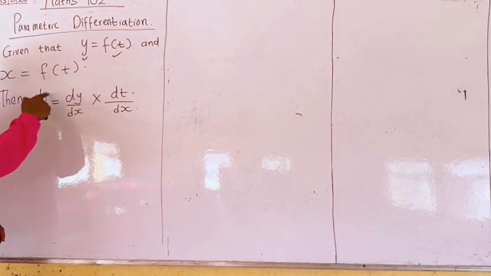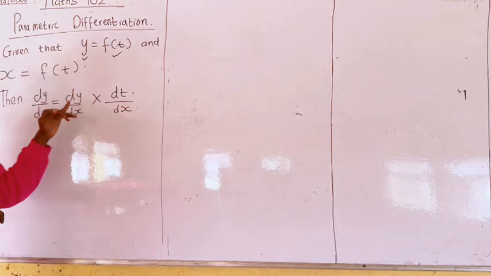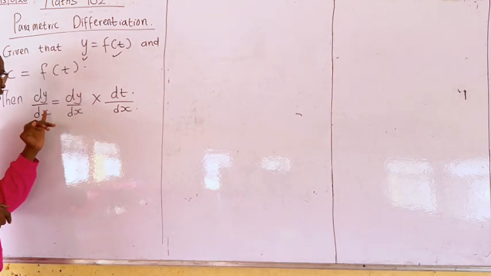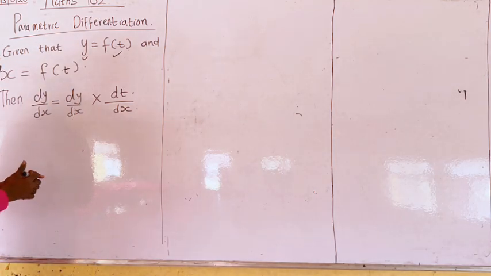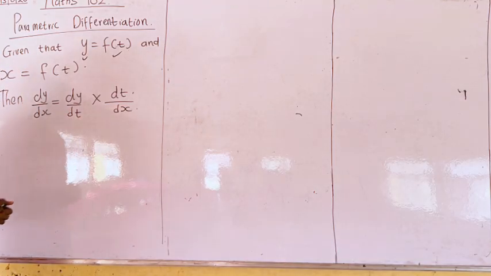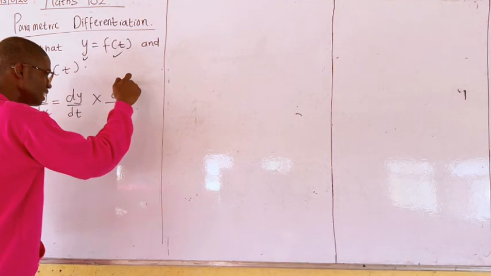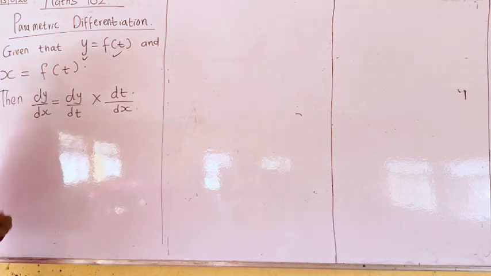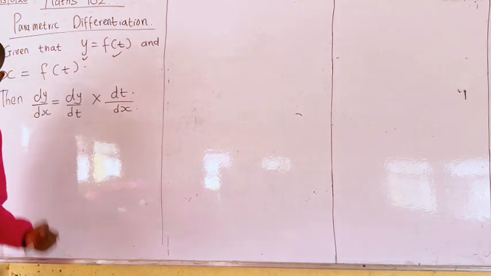For us to find dy/dx, dy/dx will now be equal to dy/dt multiplied by dt/dx. I think I omitted something earlier. So it's somewhat like the chain rule.